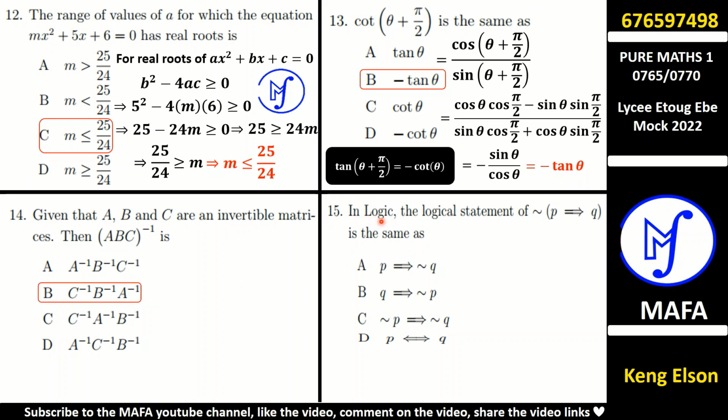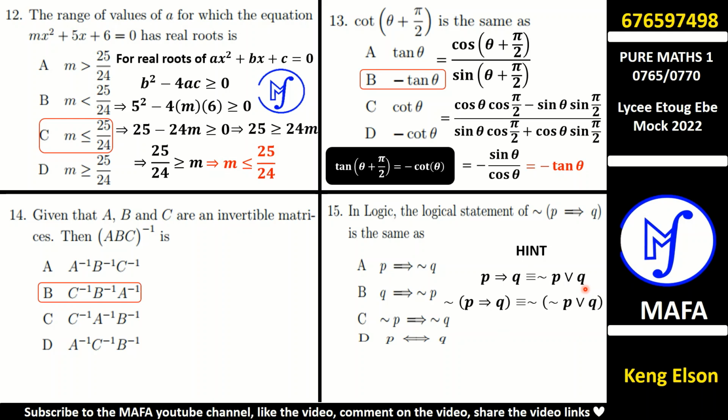Now question 15. In logic, the logical statement the negation of P implies Q is the same as. For this question, I'm not going to solve it, but I'm going to give you hints, and then you're going to give me your response in the comment section. The hint is that, firstly, we cannot negate an implication. What we do is convert the implication to a conjunction or a disjunction before we negate. So P implies Q is the same as not P or Q. This is the equivalence of the implication.